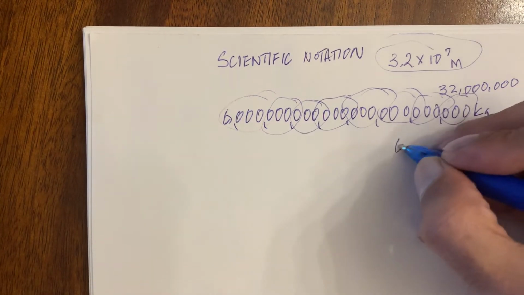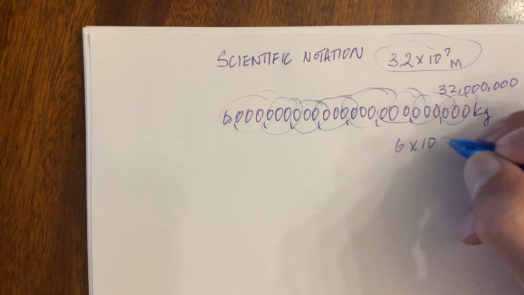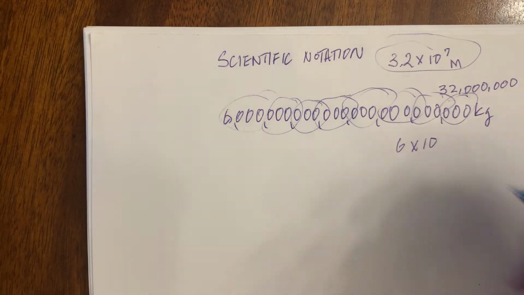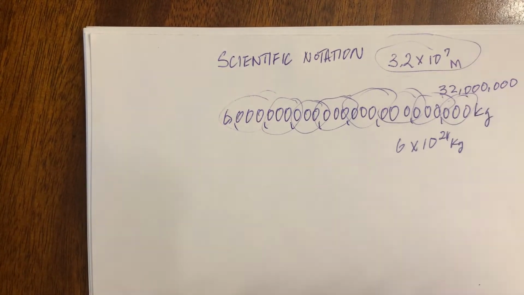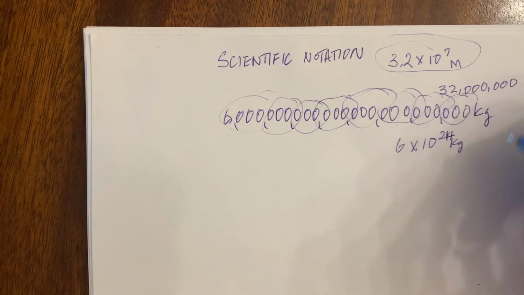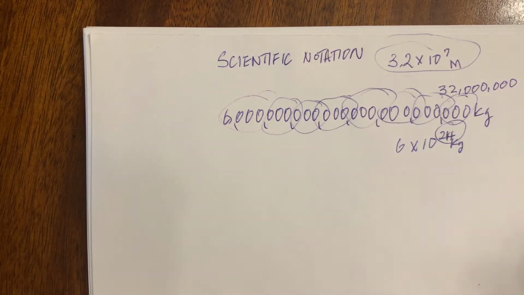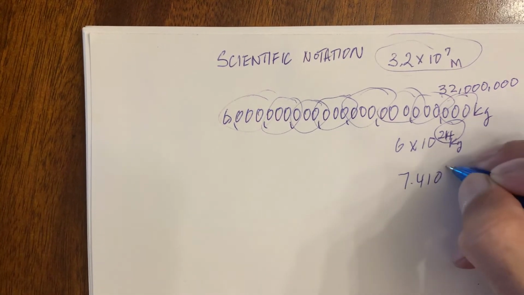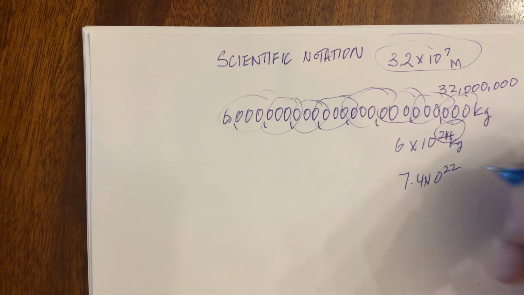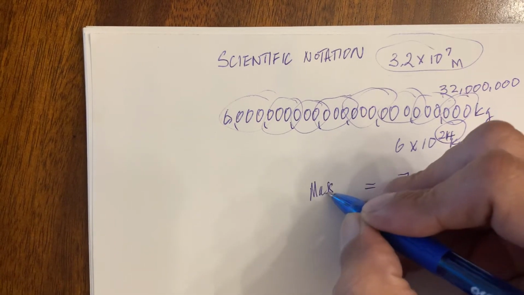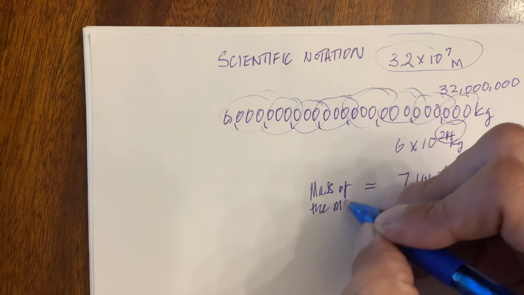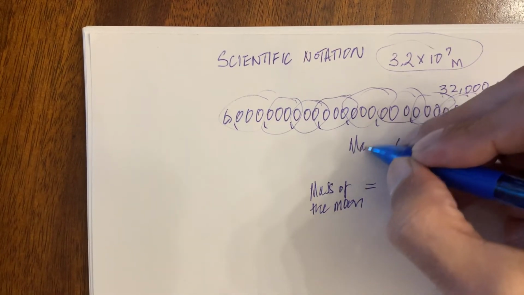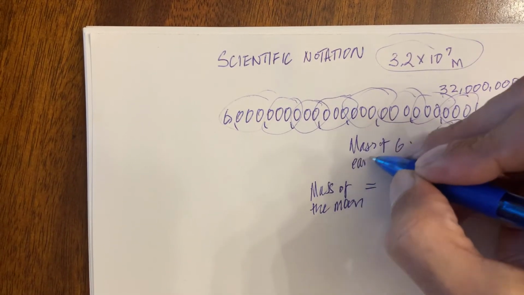In scientific notation, we would simply write this as 6 times 10 to the 24 kg. A lot more elegant. And all it tells you, looking at this number, is how big it really is. And if I gave you the mass of something else, let's say 7.4 times 10 to the 22, that happens to be the mass of the moon. And that's the mass of Earth.